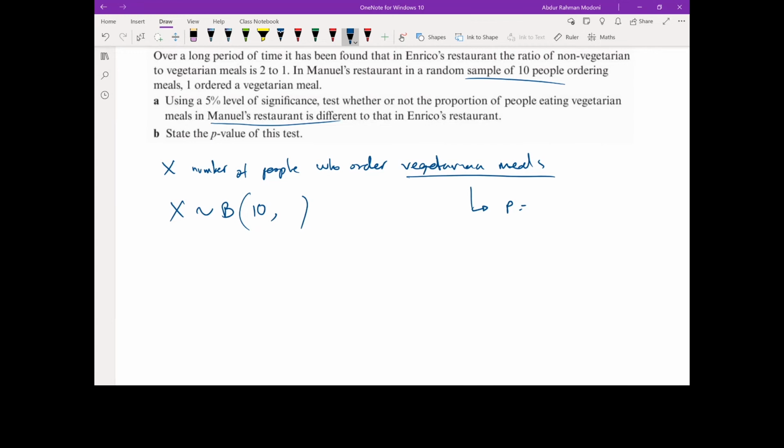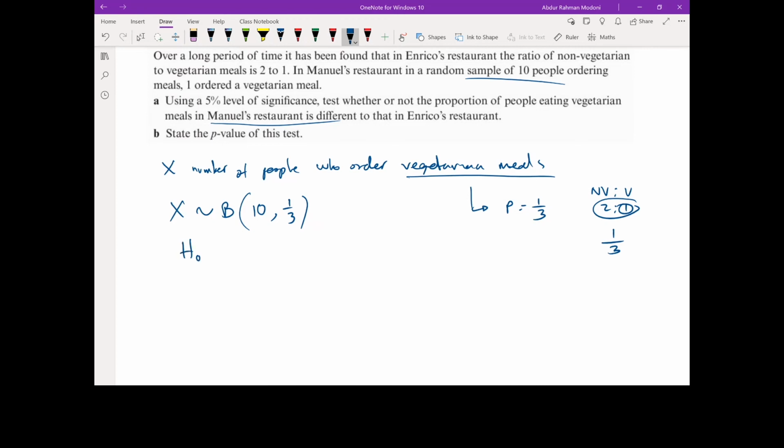Well, let's see. It says here, in Enrico's restaurant, the ratio of non-vegetarian to vegetarian meals is 2:1. So non-vegetarian is 2 parts, vegetarian is 1 part. So I'll just write that down here. Non-vegetarian to vegetarian is 2:1. So the probability of someone being a vegetarian is 1 out of a total of 3, because there's 1 part out of a total of 3. So the probability of someone ordering a vegetarian meal is assumed to be 1/3. Okay, so a bit of working out was needed to find the probability. It wasn't given to us straight away. That goes here. So there's my binomial distribution to begin with.